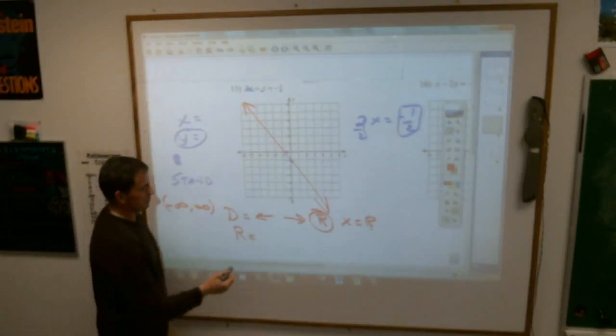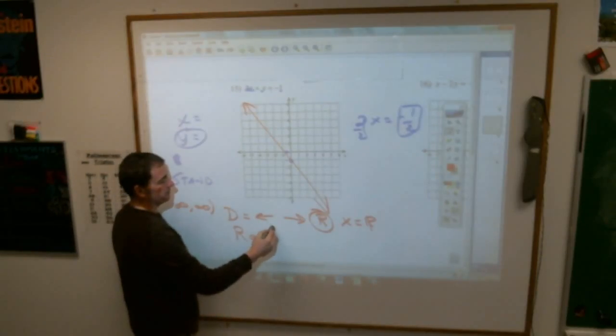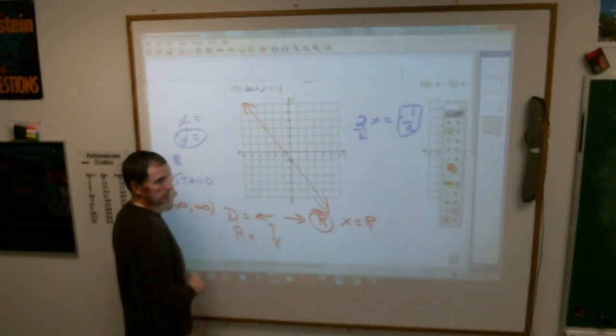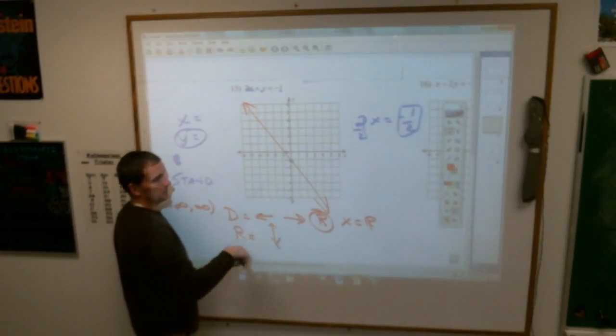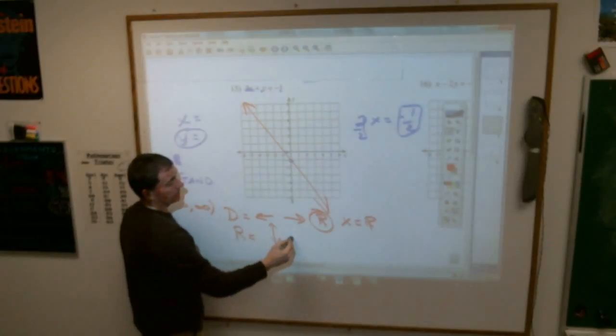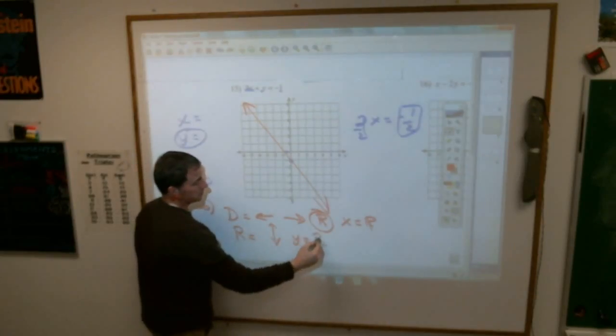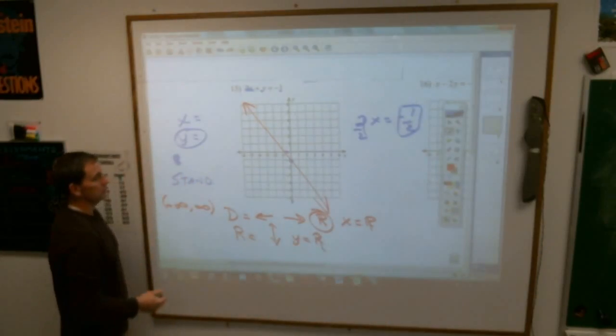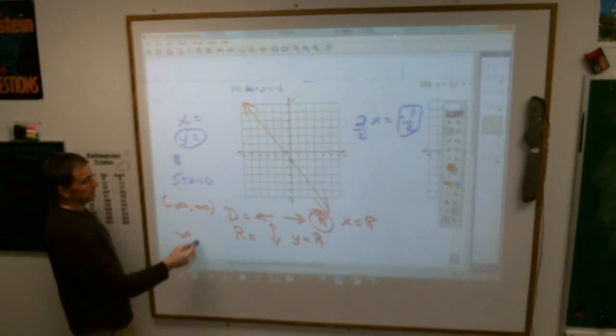The range is how far up and how far down it goes. Well, because the arrows again go both directions all the way, it goes forever up and forever down. y is also all real numbers, or it is also negative infinity to positive infinity.